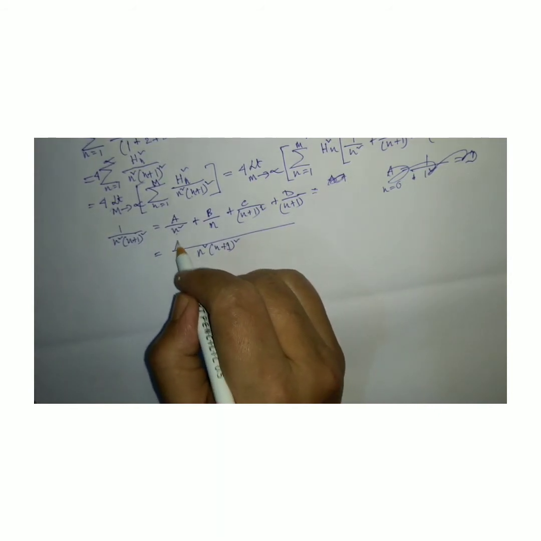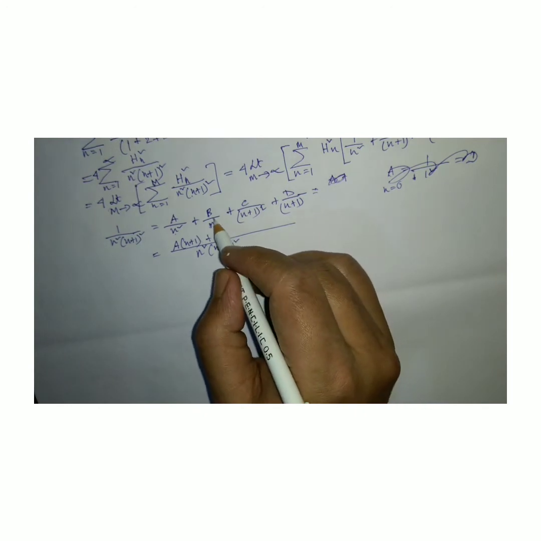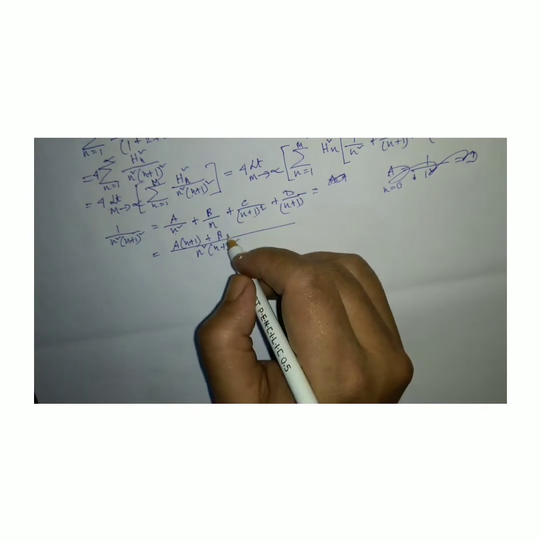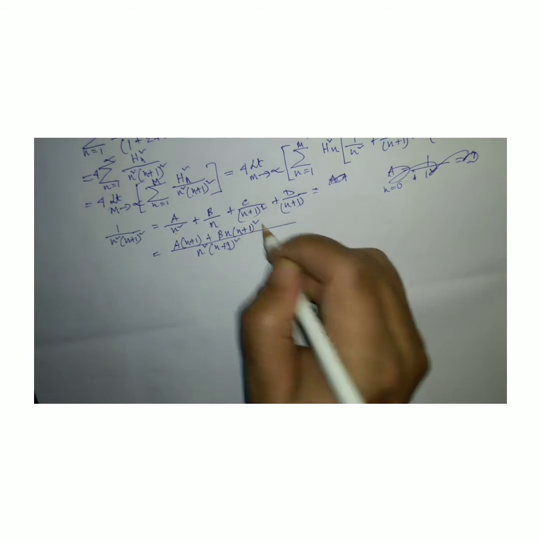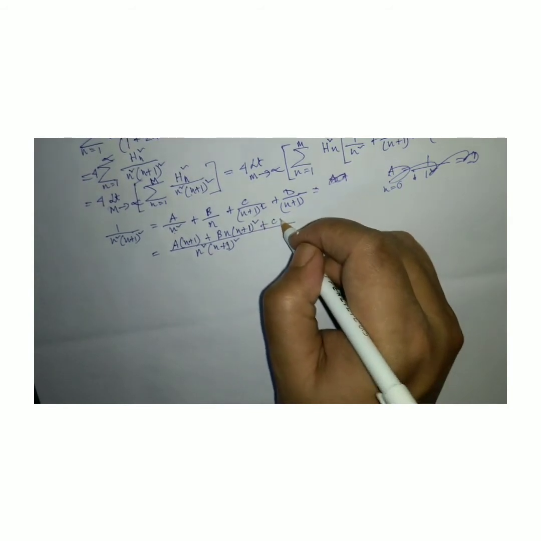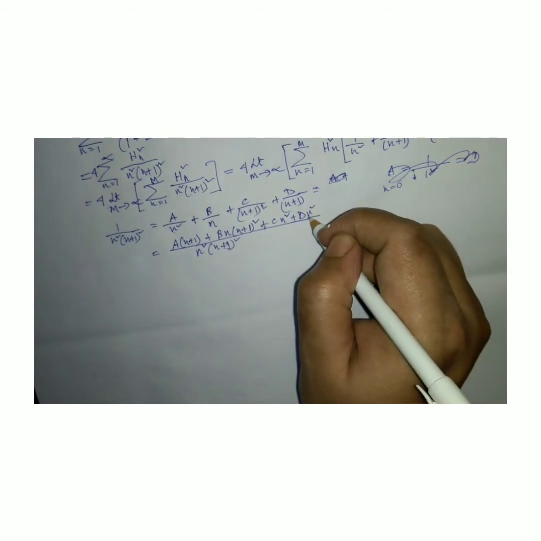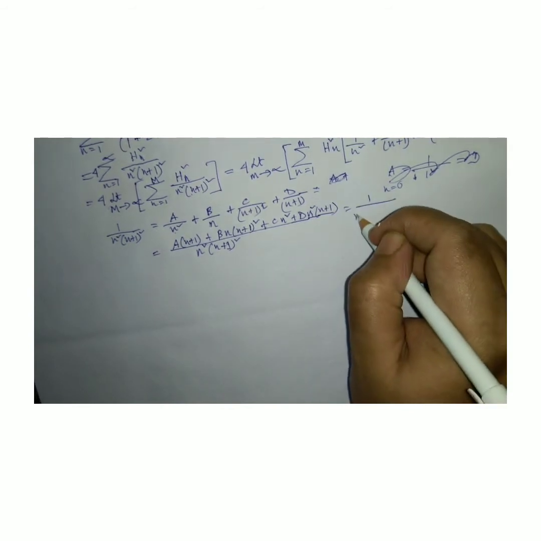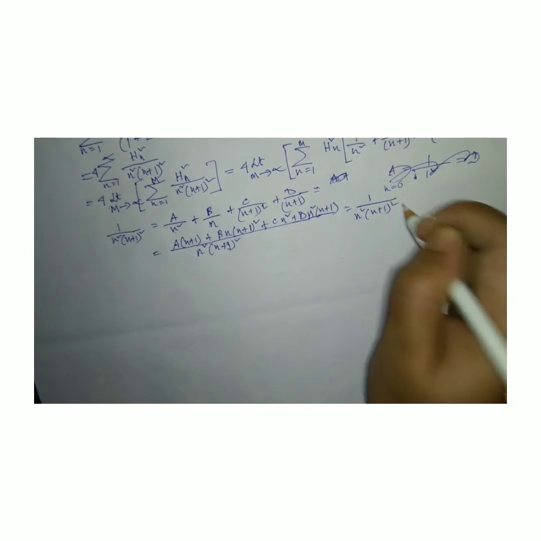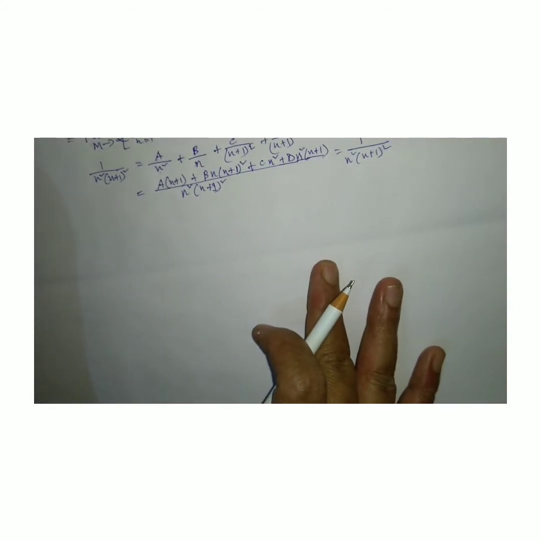Okay, I can write this: A into n plus 1 whole square, plus B into n into n plus 1 whole square, plus C into n square, plus D into n square into n plus 1 equals 1 divided by n square into n plus 1 whole square. Very easy. This is the class 11-12 concept.